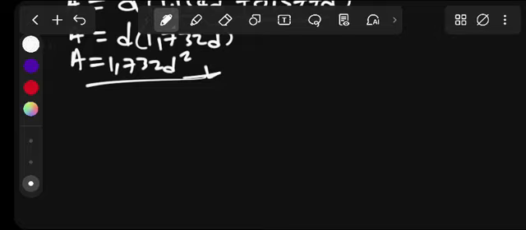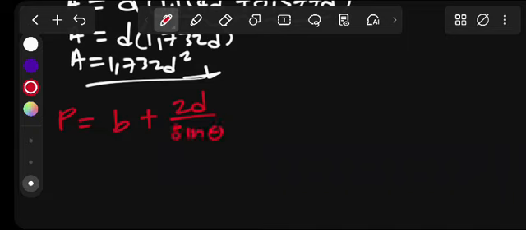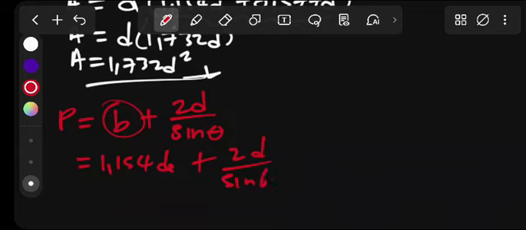As you are done with that, you go to your perimeter. That is the next step. Perimeter is B. We must know this is B. I've explained this. 2 depth over, now it will be sine theta. So this is our perimeter. Take a note, this one we know from the top. We have said that it's 1.154 D. That is our B plus 2D over sine 60 degrees.